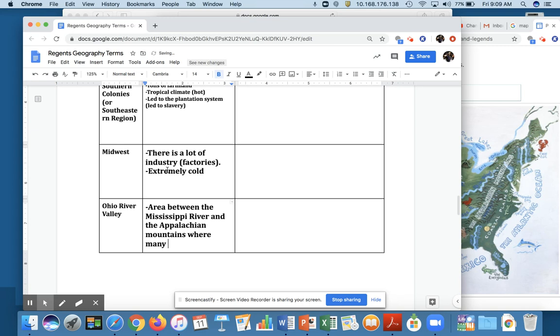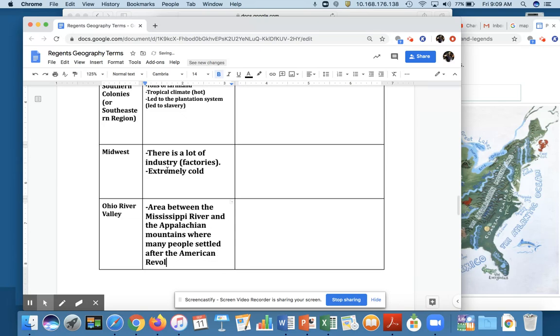Where many people settled after the American Revolution. If you need to pause the video to write that all down, that's good. All right, but these are the major regions.